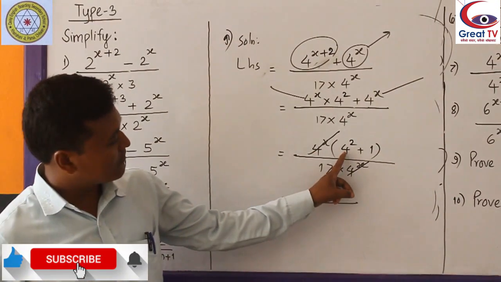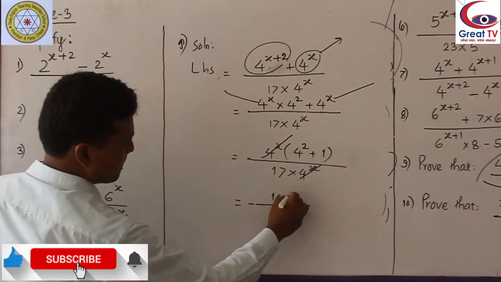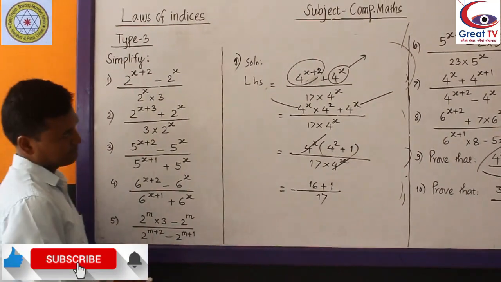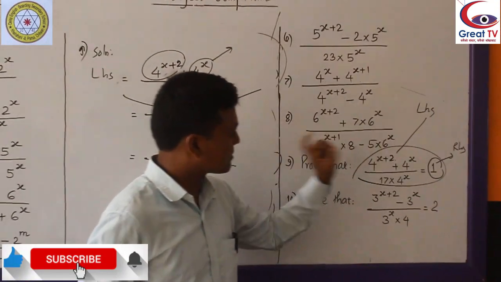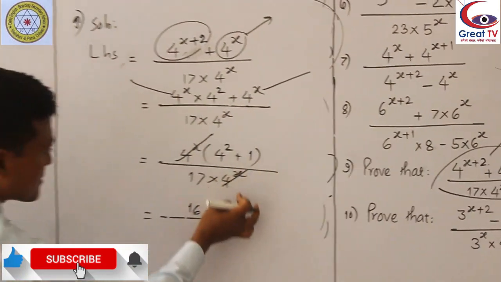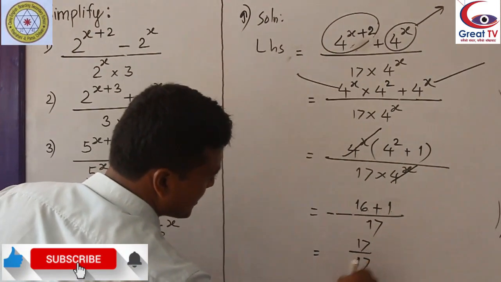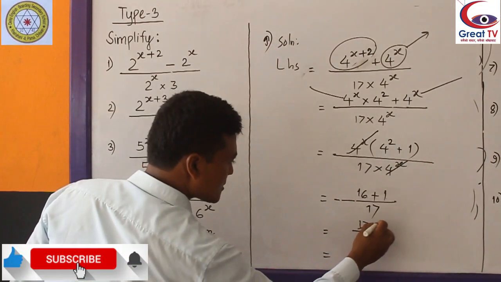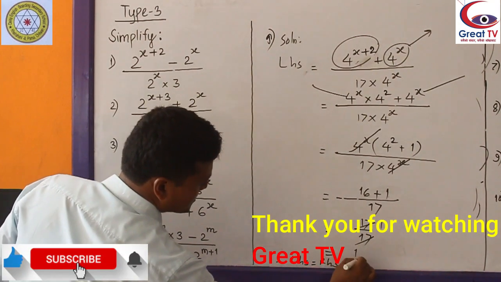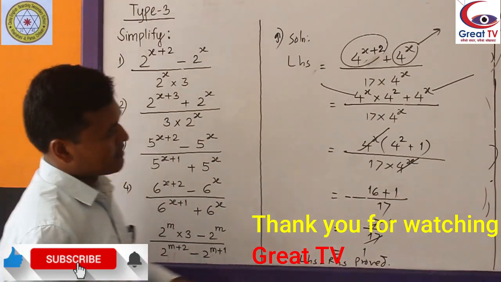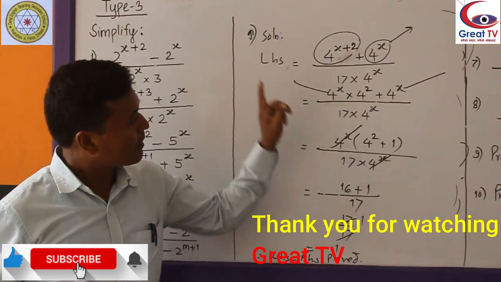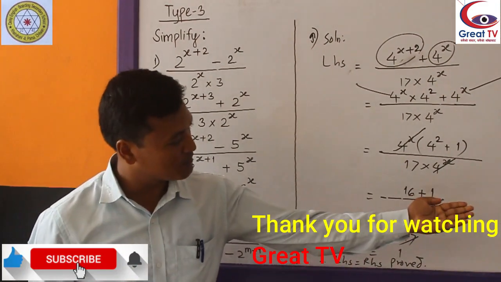Okay, after this, 4 squared means 16, plus 1. Downside 17. I have changed the question: here 4 to the power x plus 2. Similarly, 4 squared is 16, plus 1, the same. Upside 17, downside 17. 17 over 17 is 1. Therefore, left hand side equals right hand side. Proved. So while solving this type of problem also, we use the same concept. By looking at this, I hope you will do question number 10.